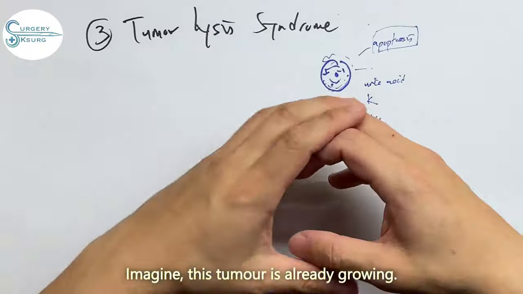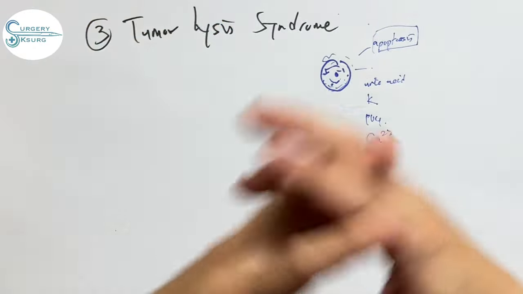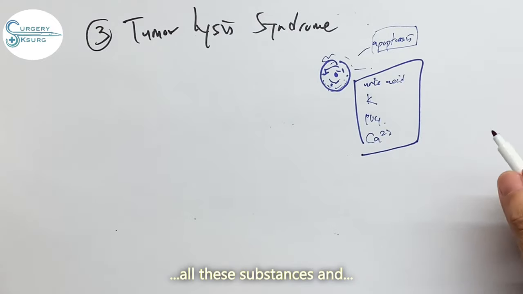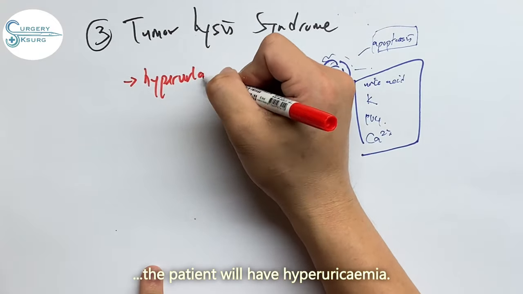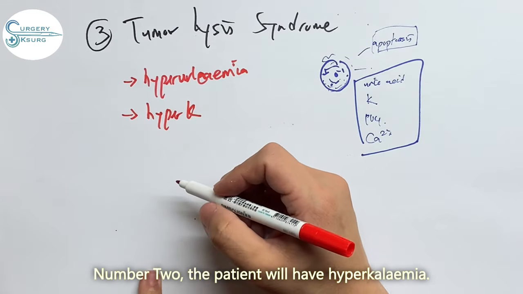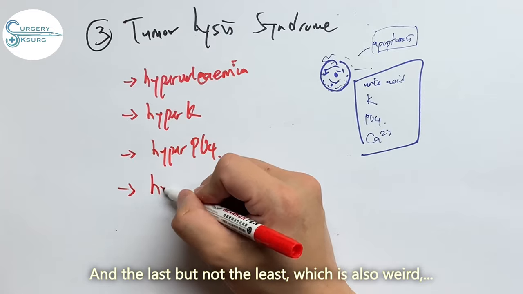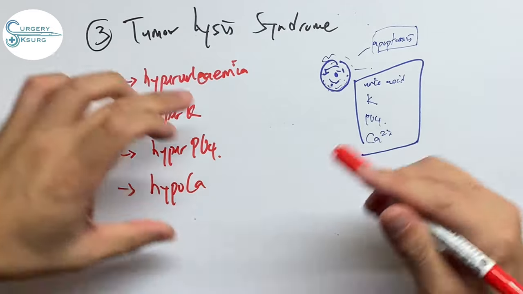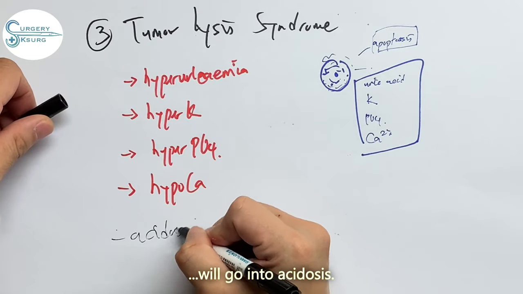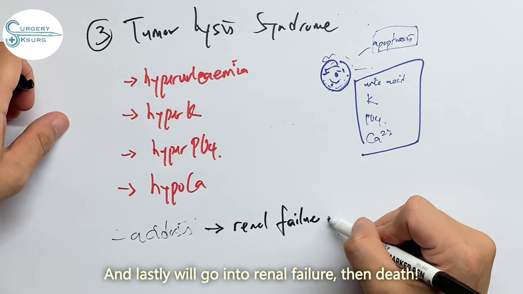Imagine this tumor is already growing like nobody's business. But the growth is more than the supply. What happened? The cell bursts. If the cell bursts, it will release all these substances and the patient will have hyperuricemia. This is the first sign to detect tumor lysis syndrome. Number two, the patient will have hyperkalemia and he will have hyperphosphatemia. And last and not least, it's very weird, will be hypocalcemia. And because of these electrolyte imbalances, the patient will go into acidosis. And lastly, we'll go to renal failure, then death.